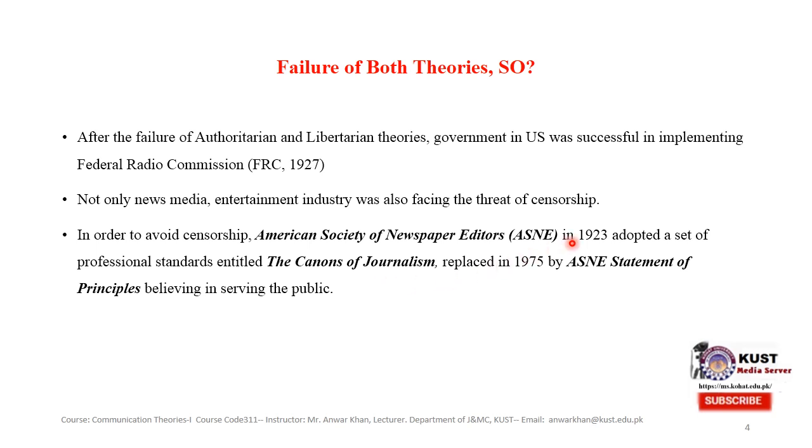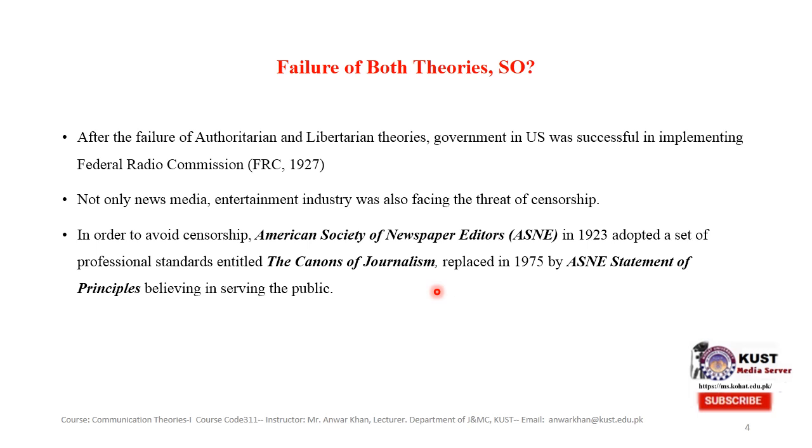So in 1923, this society introduced the Canons of Journalism, a collection of certain principles for journalists to follow, which were replaced in 1975 by the Statement of Principles. All of them are available on the internet. If you google it, you will come to know about it.